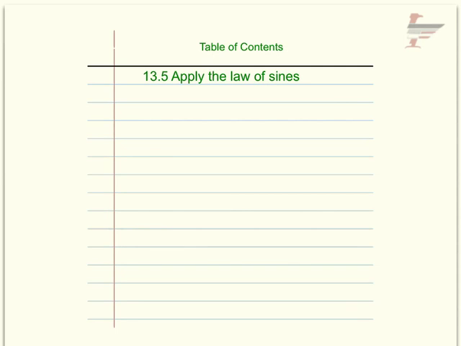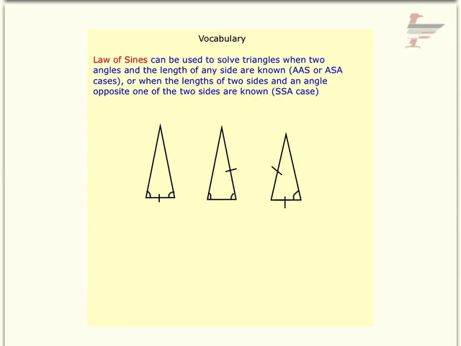13.5 is applying the law of sines, and you probably talked about it in geometry, and it is applicable to solving any triangle, not just right triangles, so it comes in very handy. The law of sines simply says it can be used to solve triangles when you know two angles and the length of any side. So going back to geometry, of course, if you have an angle-side-angle situation or an angle-angle-side situation, those are cases when you can use the law of sines.